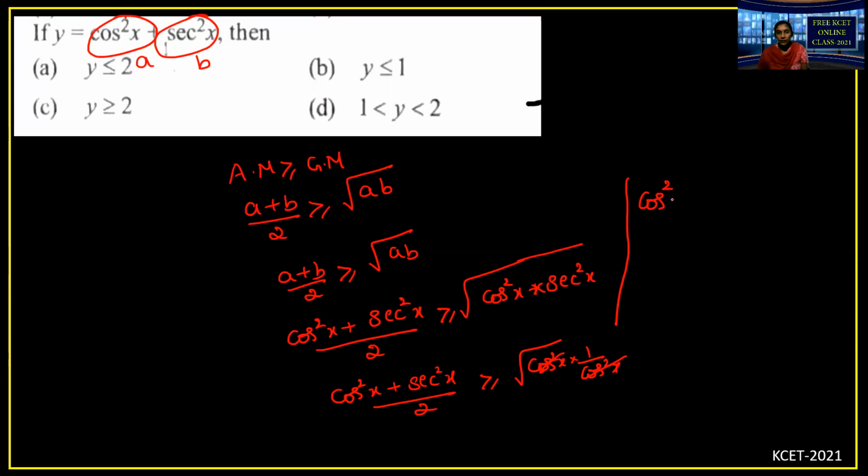So we get cos square x plus secant square x is greater than or is equal to twice root 1. Cos square x plus secant square x is denoted by y. Y is greater than or is equal to 2 into root 1, which is 1. So y is greater than or is equal to 2. Option C is the correct answer.